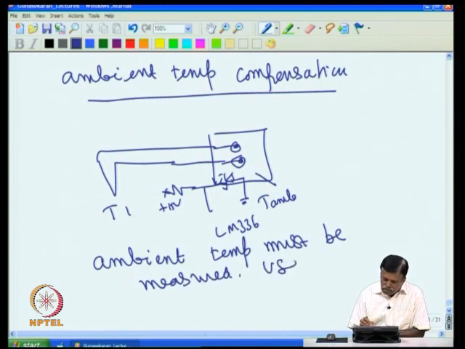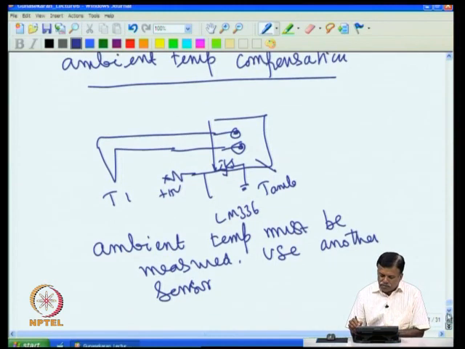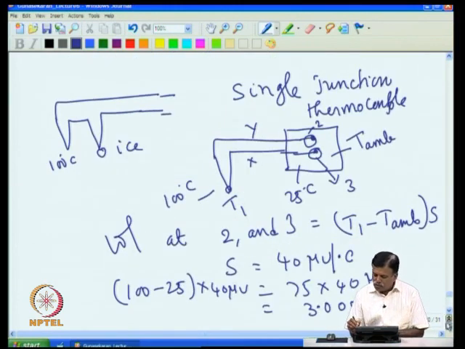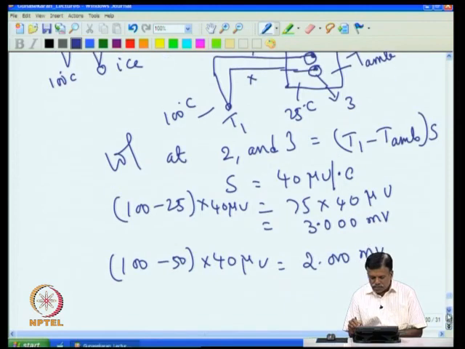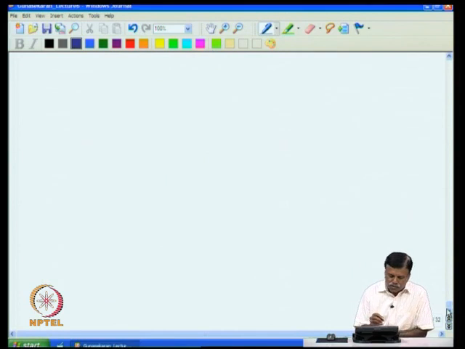So use another sensor. If I measure the temperature of this block, that is ambient temperature, the block is assumed to be at the ambient temperature, and we are measuring the temperature of this block. So we have to measure the ambient temperature of this block, and then once you measure it, you can find out the actual temperature by subtracting this.